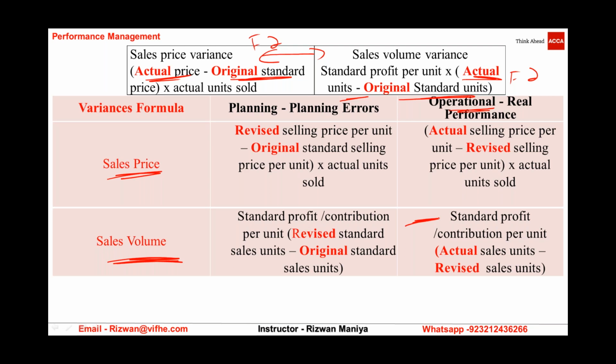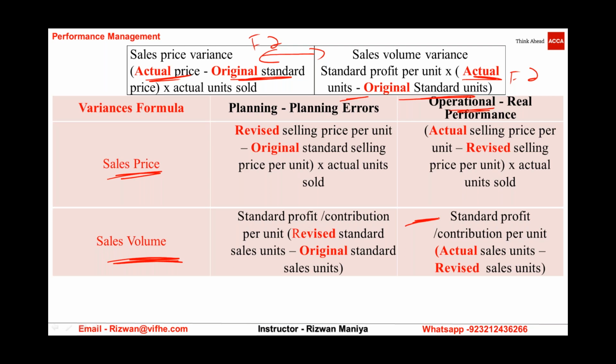We all know if actual cost increases, it's adverse, right, friends? But if actual sales increases, it's favorable. If actual cost increases, it's what? Adverse. But if actual sales increases, it's what? Favorable. So it's vice versa, right? Yes or no? So here again, the vice versa will apply.